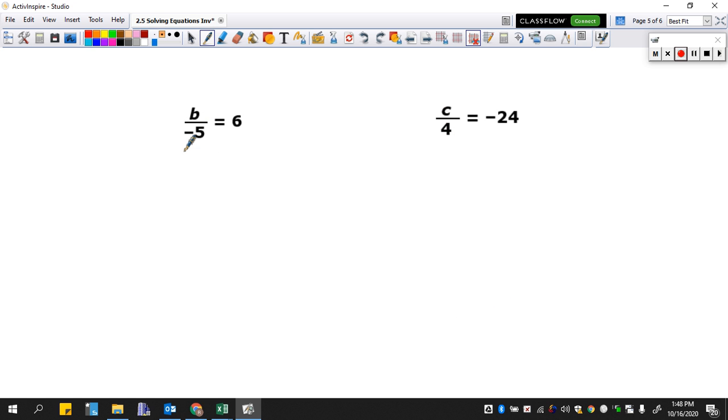All right. Anytime you have something that looks like this, a variable over top of an integer or a number, that's division. Okay, so this is dividing. B divided by negative 5 is equal to 6. All right. So the inverse operation of dividing is multiplication. So we're going to multiply both sides by negative 5. All right. When we do that, this is the same thing as negative 5 over 1, like that.